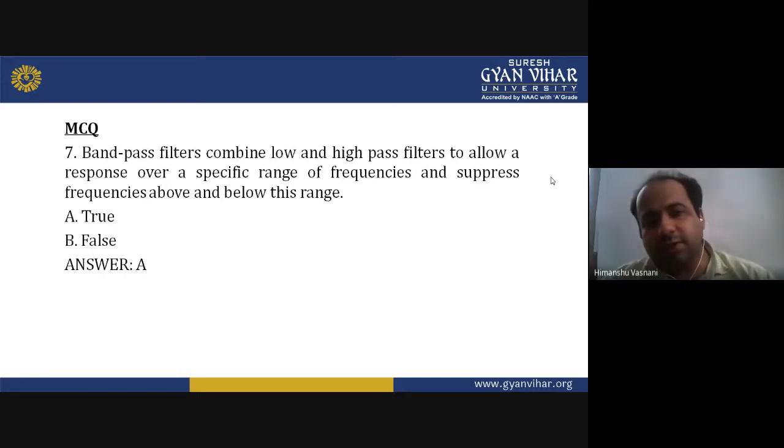Now the band pass filter combines low and high pass filters to allow a response over a specific range of frequencies and suppress frequencies above and below this range. So this is also true in this case.